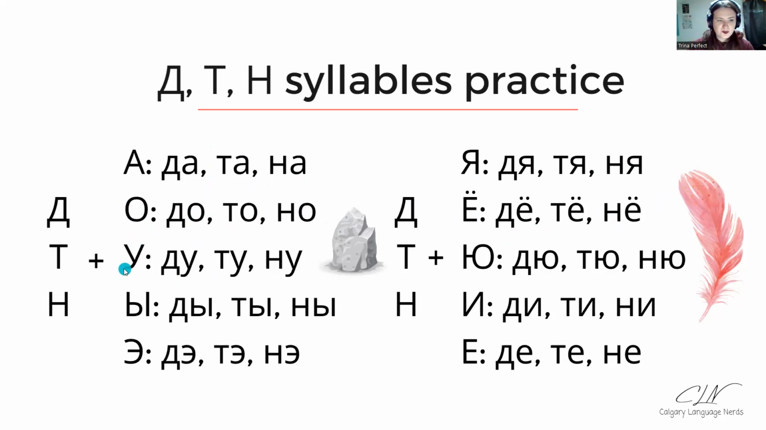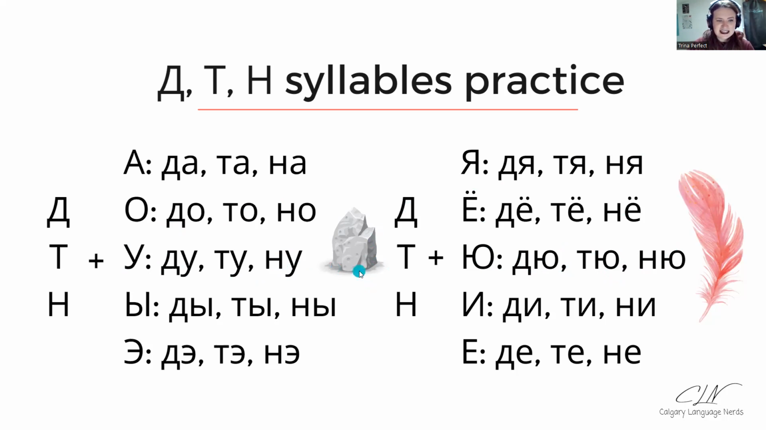And how about u? Du, tu, nu. And with the soft one, dyu, tyu, nyu. Let's do it one more time. Du, tu, nu. And then dyu, tyu, nyu. And let's do them in pairs. Du, dyu. Tu, tyu. Nu, nyu.